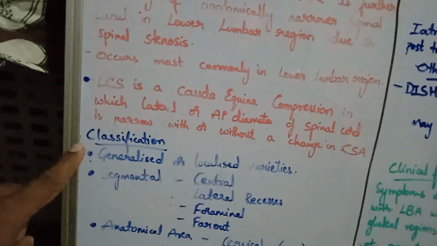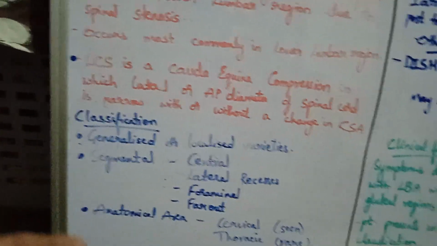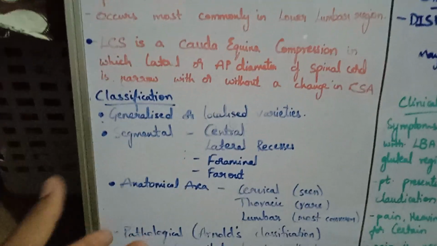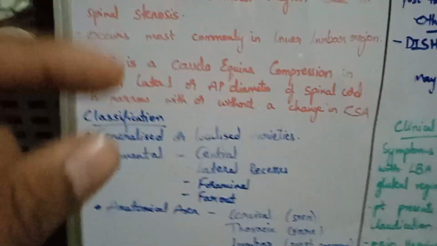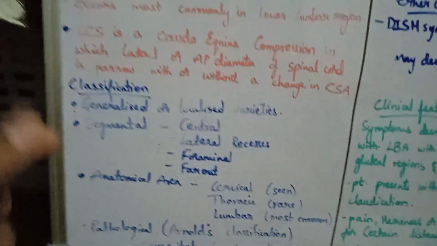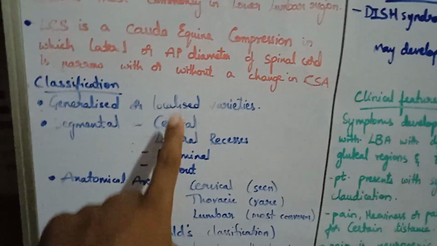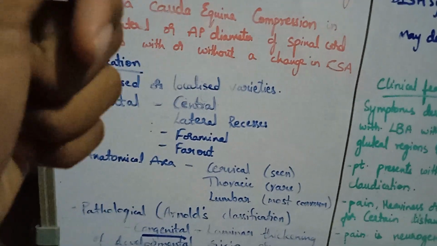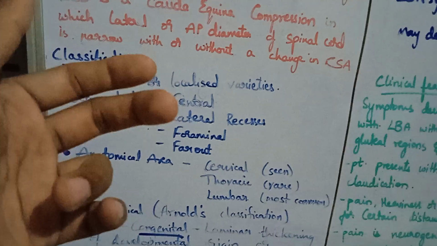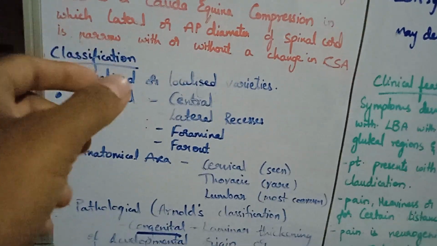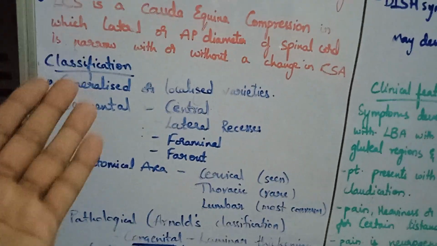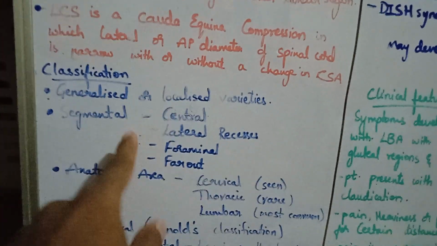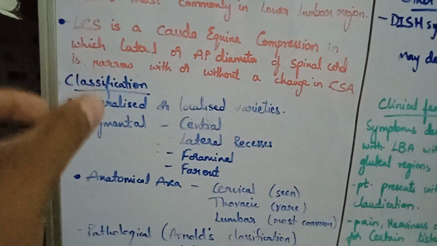So classification, there are different subclasses in the classification. First one is generalized or localized variety. What does generalized mean? In the lumbar region, at different vertebral levels or segments, there is a stenosis. Localized is at a single particular point. So let us assume it is at the L3 L4 region. So generalized means there are multiple stenoses, and localized is only at a particular point, which we can point out.